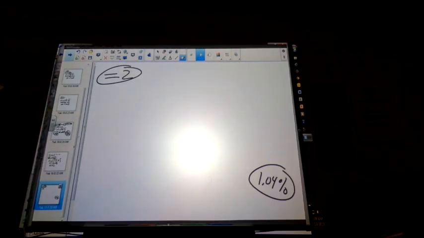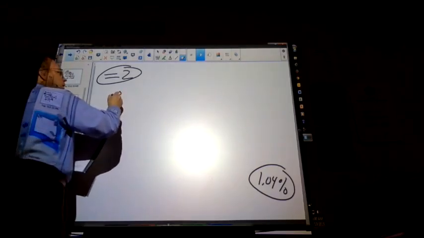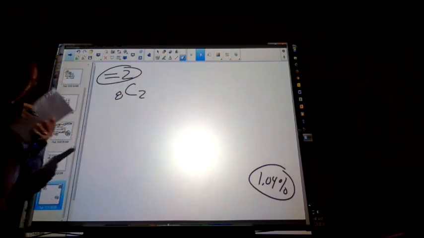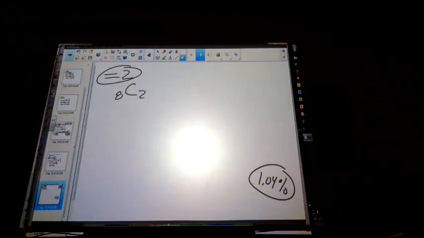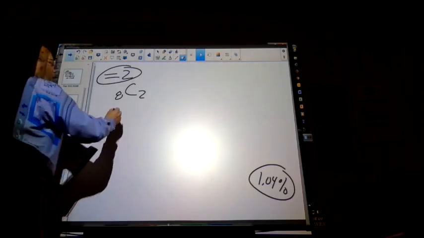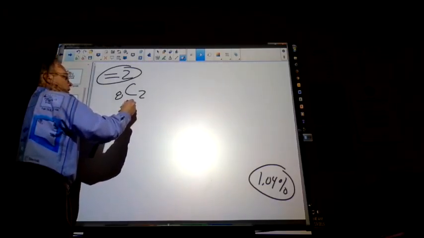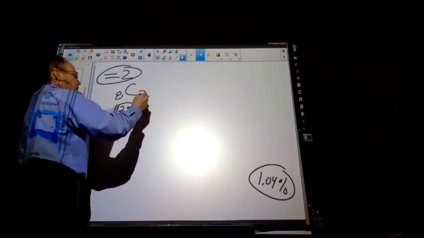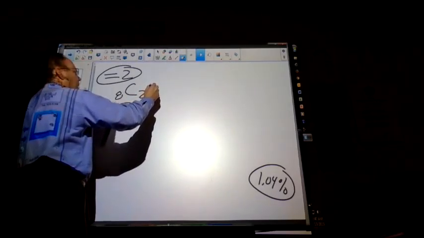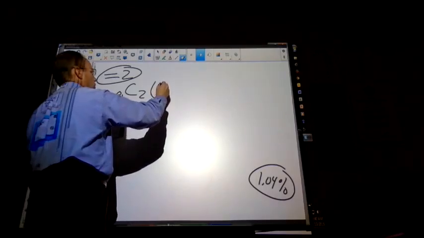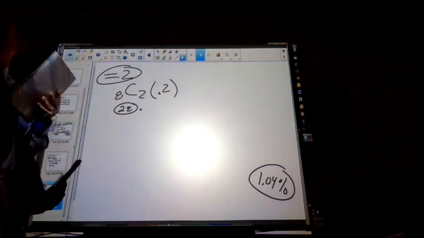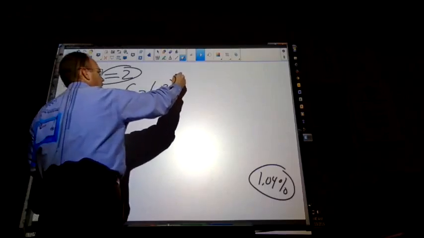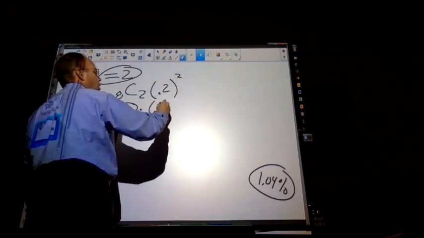So 8 choose 2, right? Let's see if we can get there. 8 choose 2. What do you think? Oh, you're right. It's not right. Okay, so that comes out to 28. So I have 28, and that'll be times something. The probability that I get a question right is 0.2, which you said was 1/5. And I'm going to raise that to the second power. So that's going to give me 0.04.